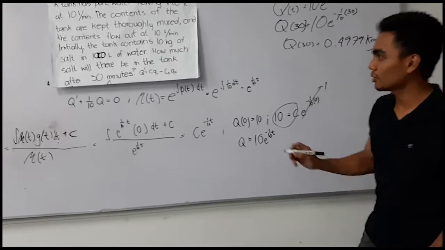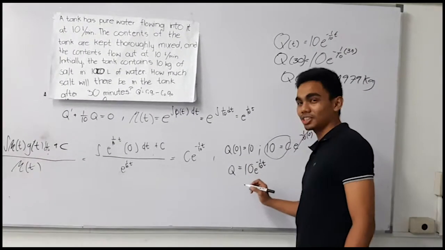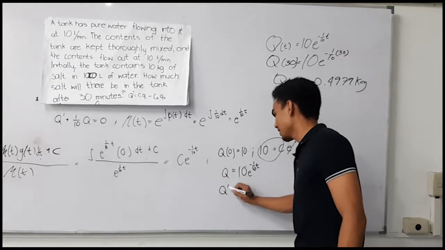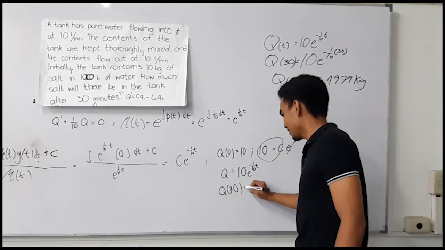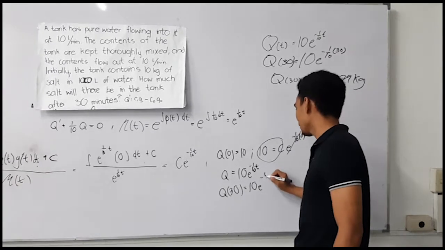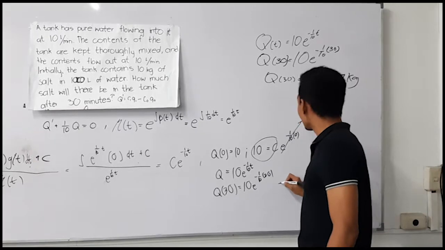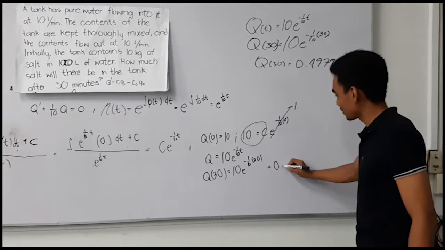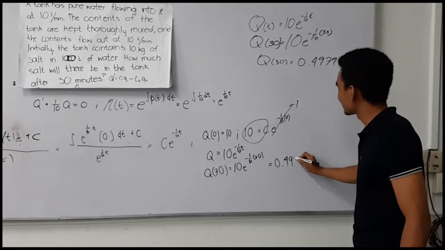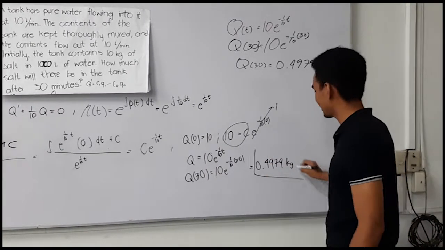Now to solve for the problem, which is at 30 minutes, we're just going to plug 30 into t. Q of 30 is equal to 10 e to the negative 1 over 10 times 30, which is equal to 0.4979 kilograms, which is our final answer.